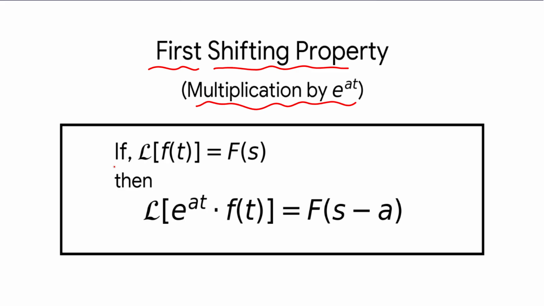So we know that this is our main formula: Laplace of f of t is equal to F of s. In Laplace, the function is always in the form of t, and its Laplace is always in the form of s. We convert the t domain into the s domain in Laplace transform, remember.